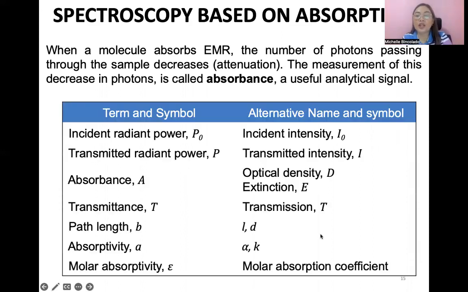Now, we have here symbols that we use in absorption. Okay, so ano-ano yung mga terms na to? We have P0, the symbol for which ang ibig sabihin ay incident radiant power. Ito, guys, ang initial amount of light. Then we have P as the transmitted radiant power. A is the absorbance, T, of course, transmittance, path length, ito yung kaninang value na binigay natin, which is 1 cm, yung common path length ng mga cells. Pwede rin, guys, ang 2 cm up to 10 cm. Depende, guys, dun sa sample cell. Absorptivity is a. And another term na related sa absorptivity is molar absorptivity. Symbol na, guys, ay epsilon.